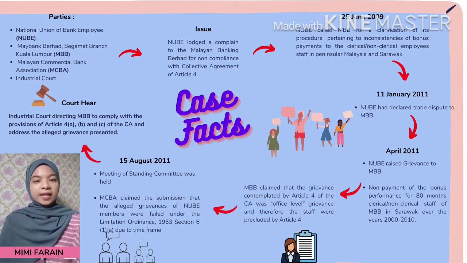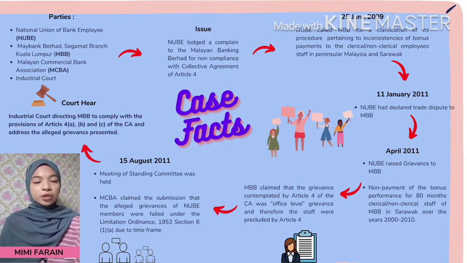Case facts. There are 4 parties involved in this case. The first one is the National Union of Bank Employees, the second is Malayan Banking Berhad, Segamat Branch, Kuala Lumpur, the third one is Malayan Commercial Bank Association, and the last one is the Industrial Court. National Union of Bank Employees, or NUBE, is an association which represents the employees, and Malayan Banking Berhad, or MBB, is the employer, and Malayan Commercial Bank Association, or MCBA, is an association that represents the employers.